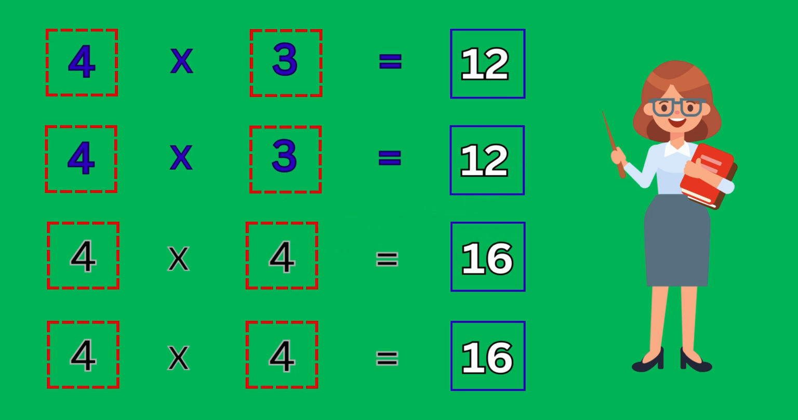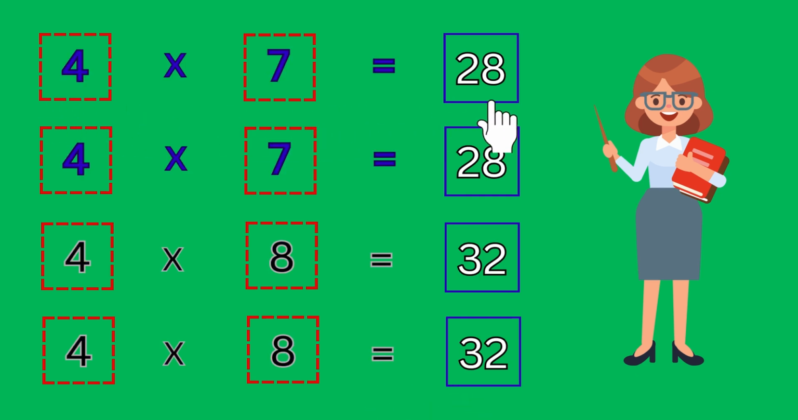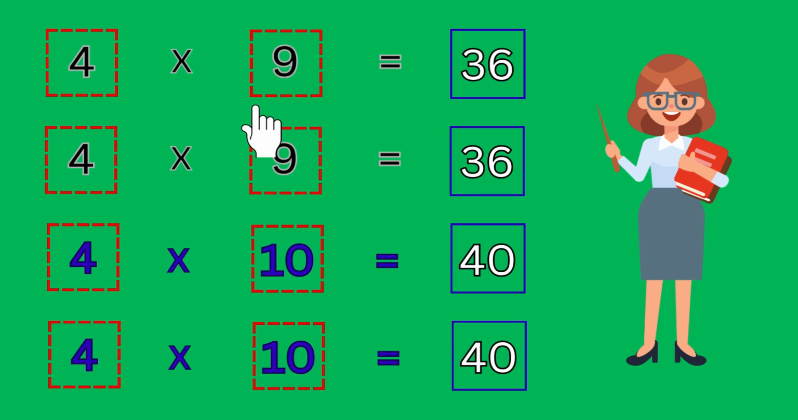4 fours are 16, 4 fives are 20, 4 six are 24, 4 sevens are 28, 4 eights are 32, 4 nines are 36, 4 tens are 40.